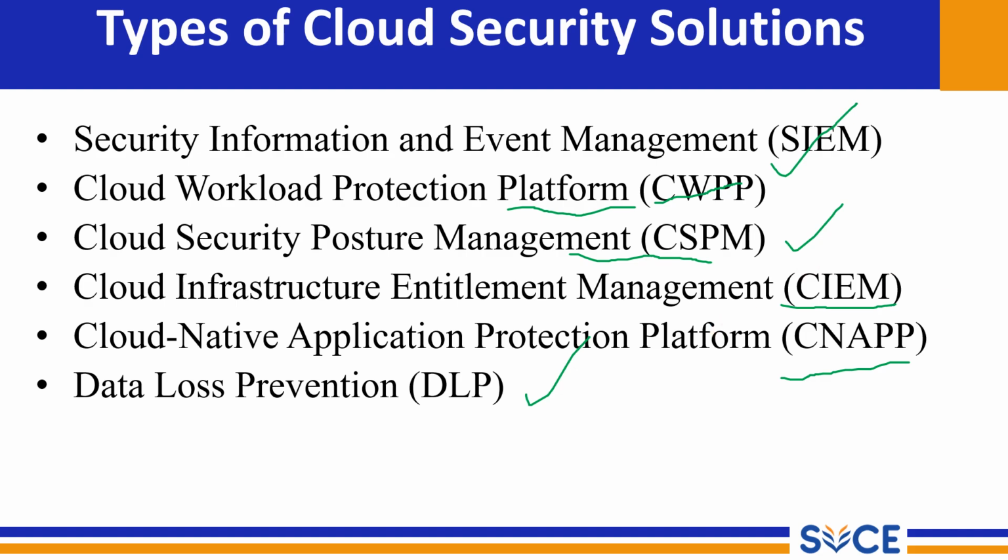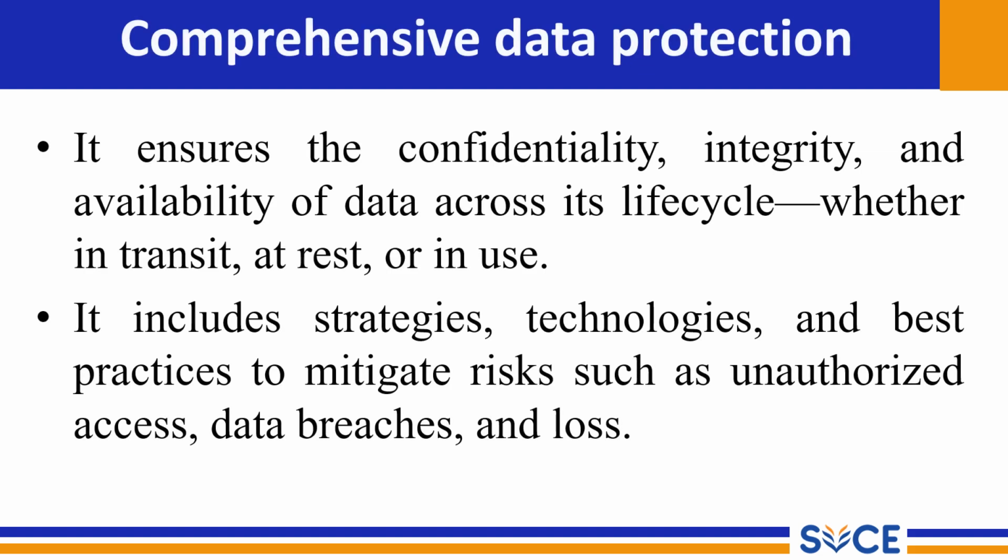So the next thing we are going to see is about comprehensive data protection. Comprehensive data protection ensures confidentiality, integrity, and availability of data across its life cycle, whether it is in transit, at rest, or in use. It also includes strategies, technologies, and best practices to reduce risks such as unauthorized access, data breaches, and loss. So this is all about comprehensive data protection.